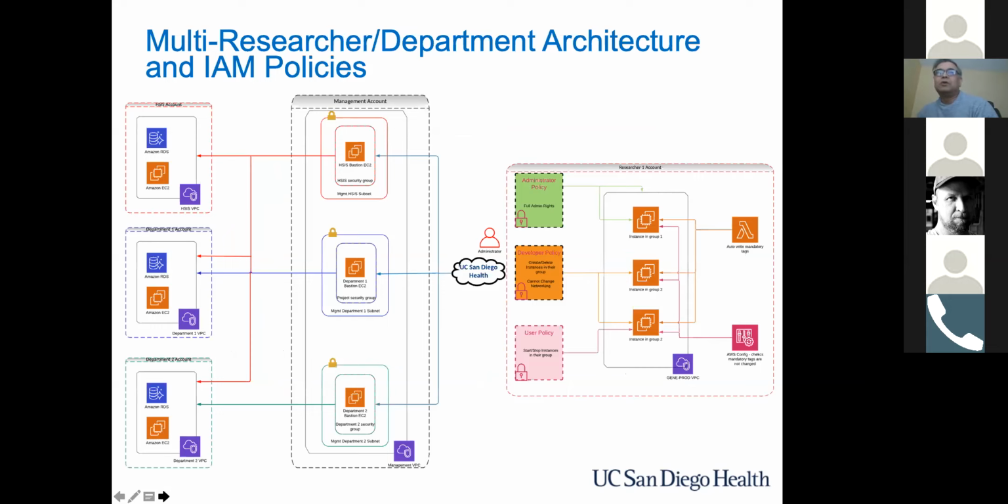Right? And this shows isolation between different research groups. So it's an extension of the previous slide, but what it shows is we have different Bastion hosts for different research groups, right? And each of those bastions sit on their own subnet, again, for isolation.